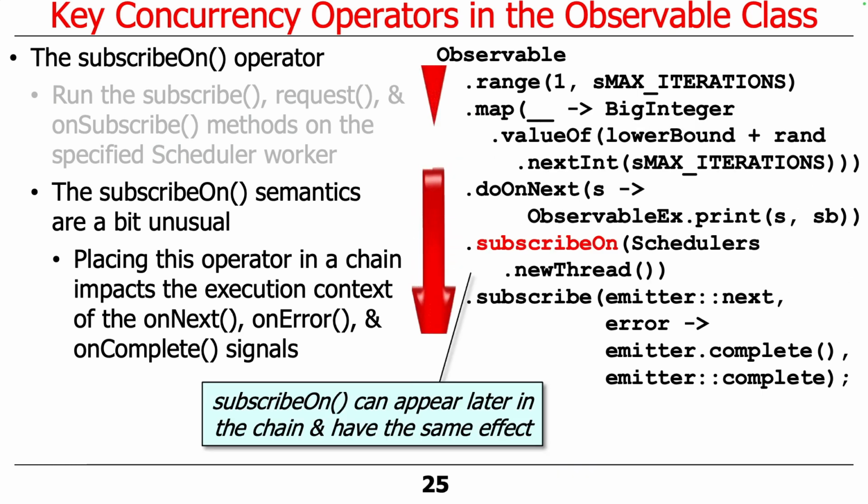So what's interesting here is we can put subscribe on here, or actually anywhere in the chain, and it will have the same effect. Everything in this chain is going to be running in the context of this new scheduler thread. So it's a little bit hard to understand at first because it doesn't appear to have the semantics it does, which is that it affects the entire chain.